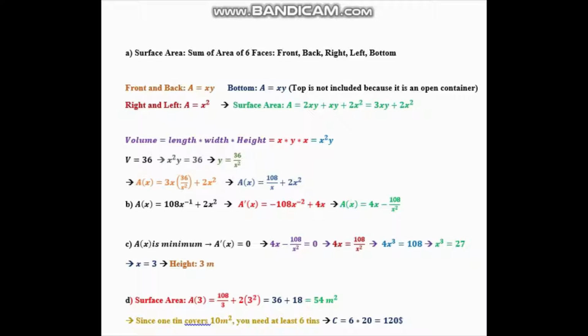Simply by differentiating the blue expression right there to obtain this red expression, and you can simplify to get negative 108x to the power of negative 2 plus 4x, which if we wanted to look a bit better, we can rewrite as 4x minus 108 over x squared. Excuse me, this is not A of x, this is A dash of x.